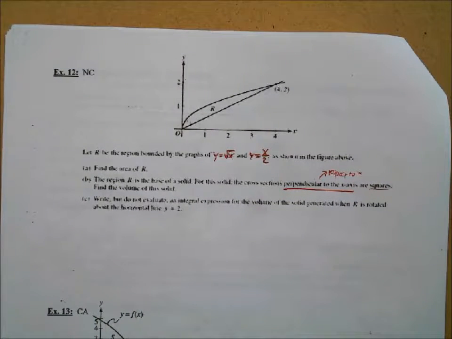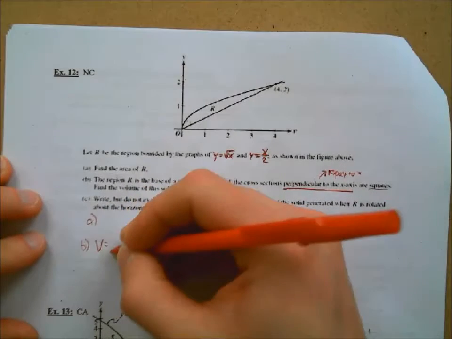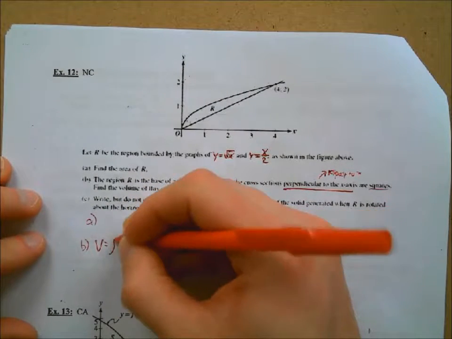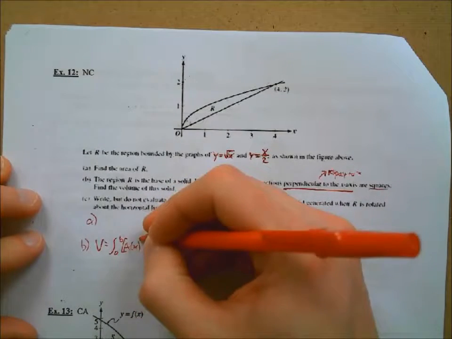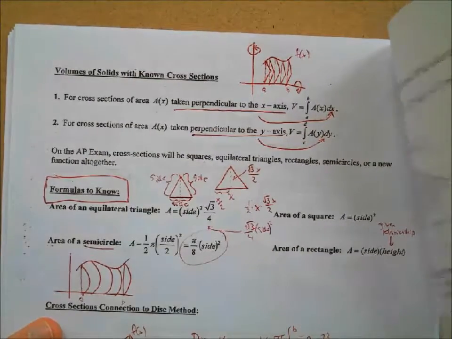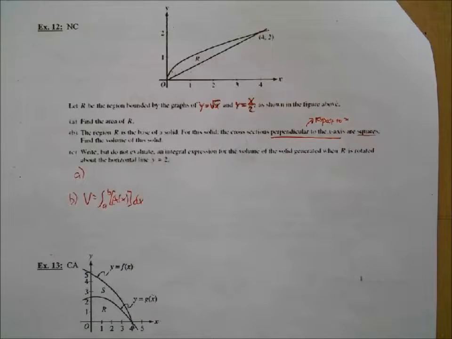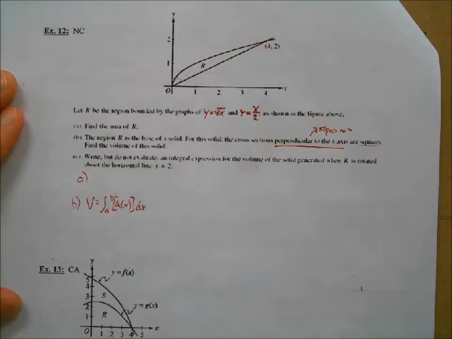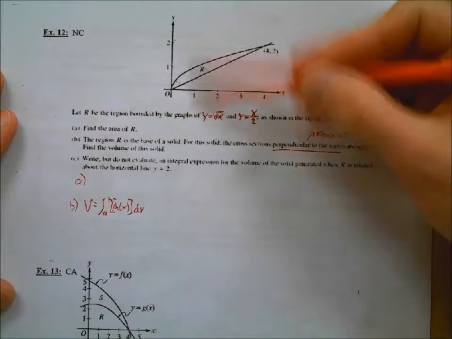So again, I'm going to skip letter A for now. We'll just jump down to letter B. So volume for solids with known cross sections is the integral from a to b of the area. And then again, we're doing squares here. The area of our cross section with respect to x. So our cross sections are going to be perpendicular to the x-axis. So our cross sections are going to go between here.